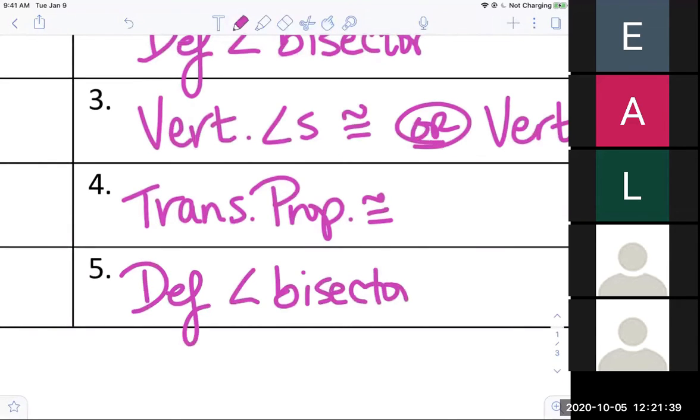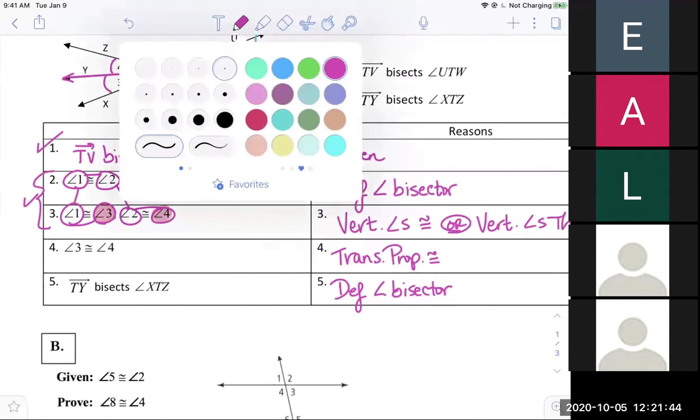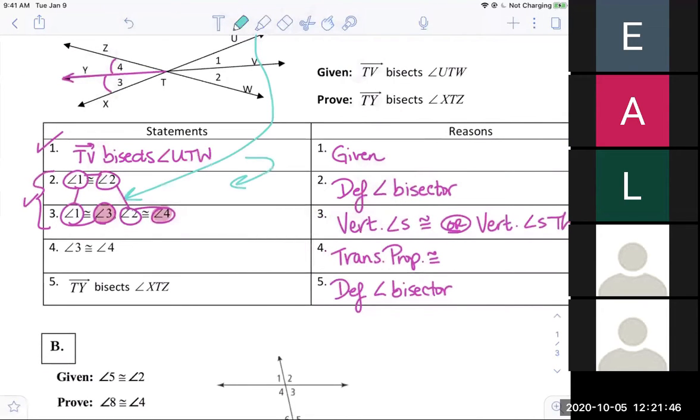So notice that in this proof, we went from ray TV is an angle bisector to saying that the angles were congruent. And at the end, we went from the angles are congruent to saying that that ray TY was an angle bisector. Remember that definitions are biconditional, so they can go both ways. You can go from it's a bisector to the angles are congruent, or you can go from the angles are congruent to it being a bisector. So that is definition of angle bisector, because you're like, I don't know what an angle bisector is, and that's what it is because the two angles are the same.